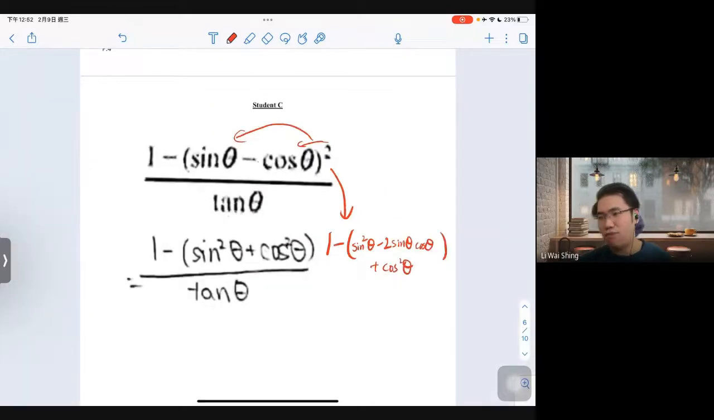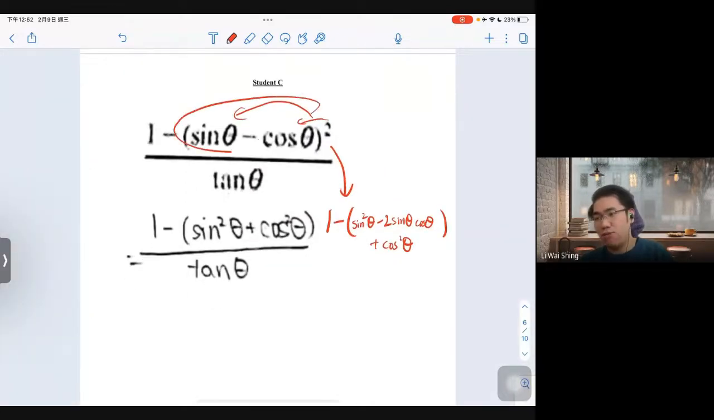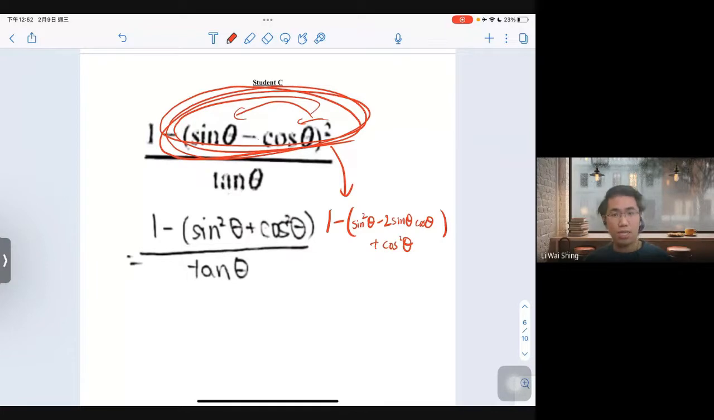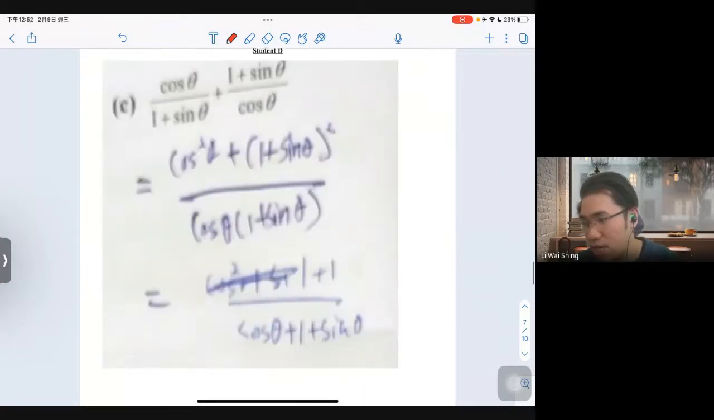Okay, but in Form 3, still some of you do this. I don't know why. Expand the bracket. 真係 expand the bracket 啦。Okay, the next one.